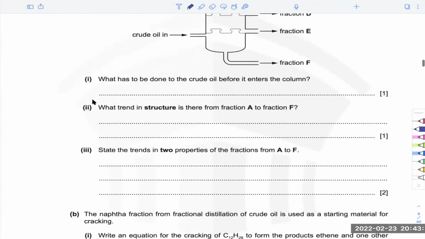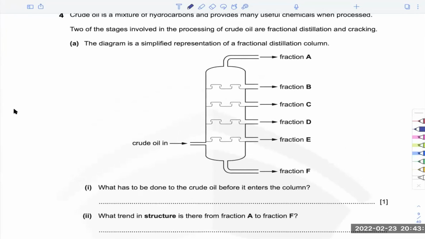State the trends in 2 properties of fractions. As this has low melting point, this is more volatile, and it is more flammable because it's a smaller molecule, burns more easily. As you go down the chain, you get higher boiling points, higher density, higher viscosity, lower volatility, less flammability, all of those trends.